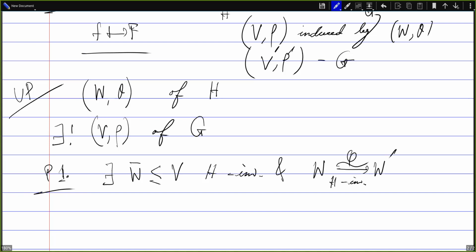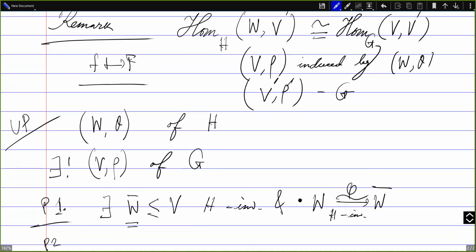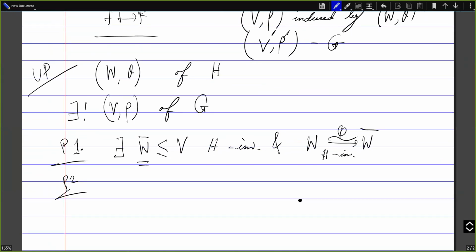So the first property says that theta is isomorphic to a subrepresentation of rho restricted to H. So this H-invariant W bar gives a subrepresentation of rho restricted to H on W bar, and this is isomorphic to theta. And property 2 is, like every universal property, the extension of the linear map.